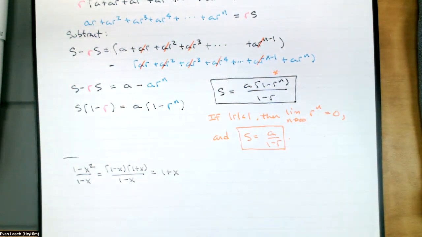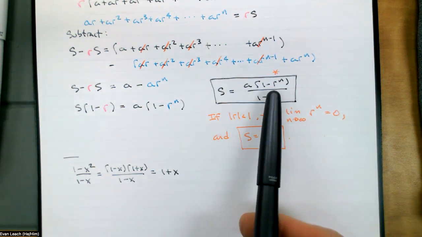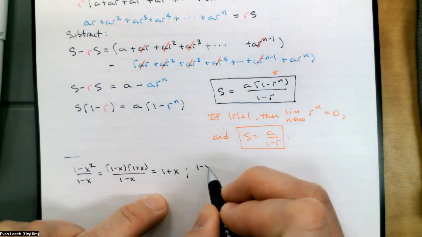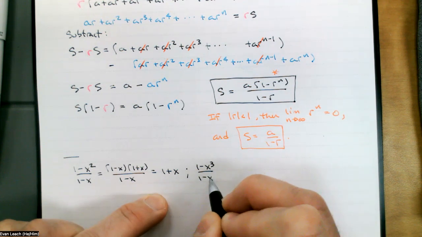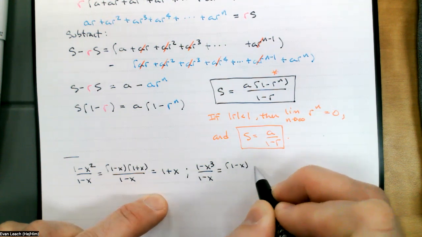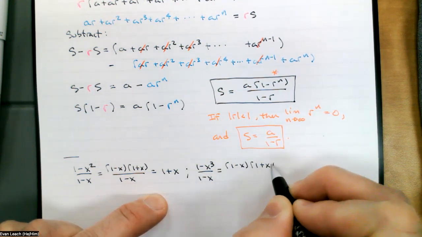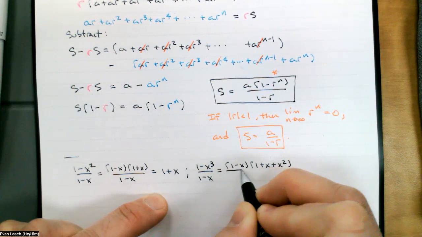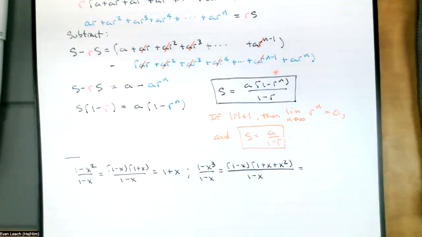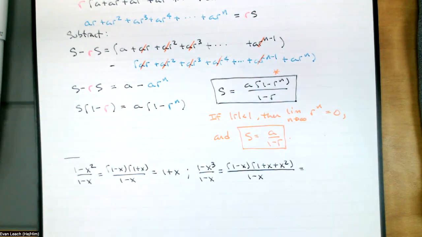And we're left with the 1 plus x. Furthermore, if I change this to, instead of 1 minus x squared, 1 minus x cubed, I can factor the numerator, if we remember our difference of cubes formula, which I'm sure we all do. But notice what happens after we divide out the 1 minus x. We're left with 1 plus x plus x squared.